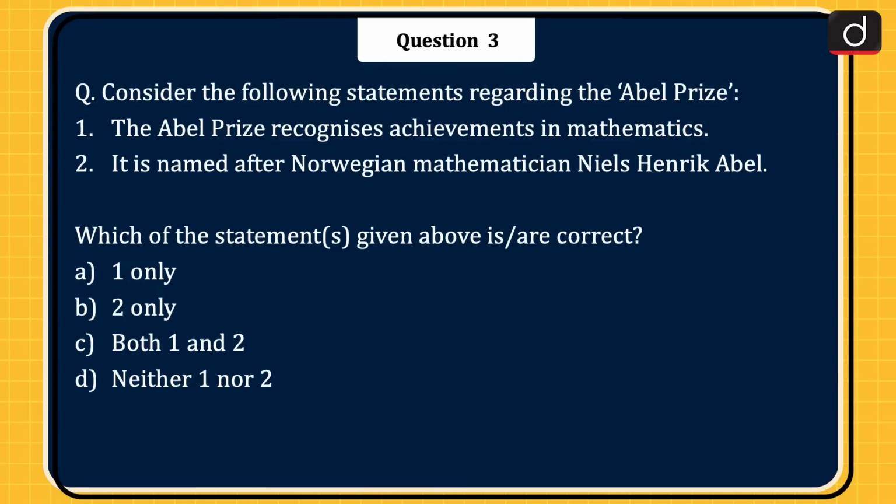Next question is, consider the following statements regarding the Abel Prize. 1. The Abel Prize recognizes achievements in mathematics. 2. It is named after Norwegian mathematician Niels Henrik Abel. Which of the statement or statements given above is or are correct? 1 only, 2 only, both 1 and 2 or neither 1 nor 2? The correct answer is option C, both 1 and 2.